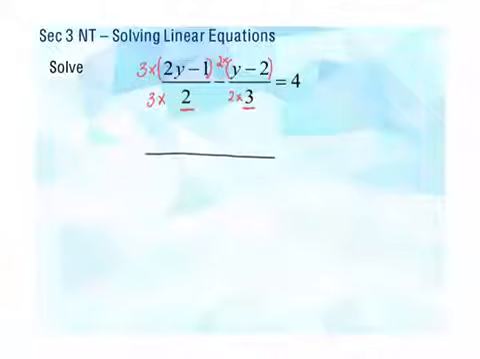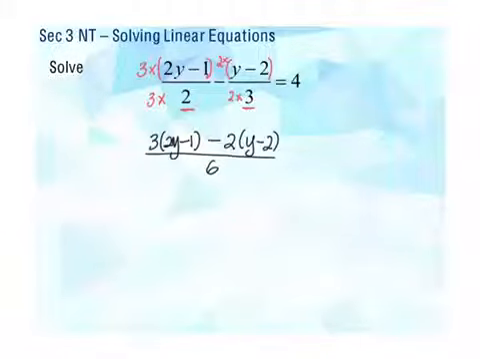Now the denominator is 2 times 3, 6. What do I have in the numerator? I will have 3 bracket 2y minus 1, subtract 2 bracket y minus 2. Don't forget your right hand side equals to 4 stays the same throughout. And then we'll need to expand and simplify the brackets in the numerator.